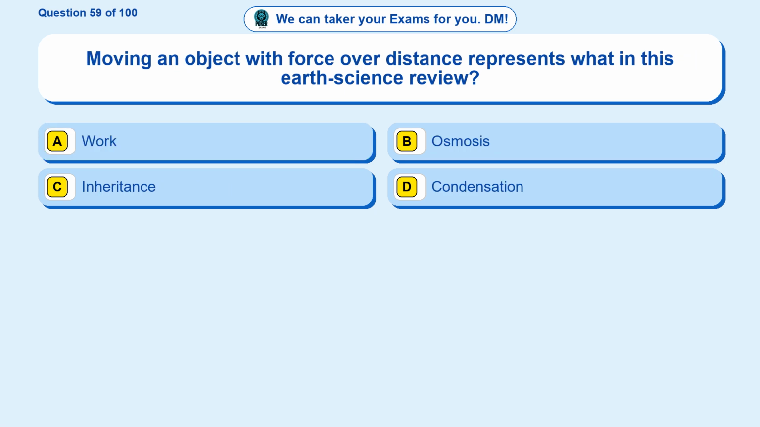Question 59. Moving an object with force over distance represents what in this earth science review? Option A, work. Option B, osmosis. Option C, inheritance. Option D, condensation. The correct answer is option A, work.